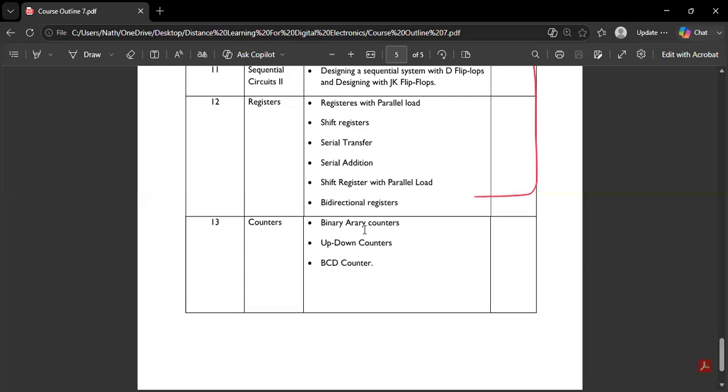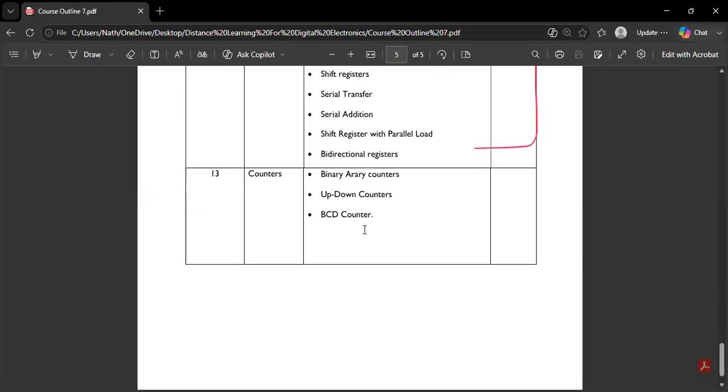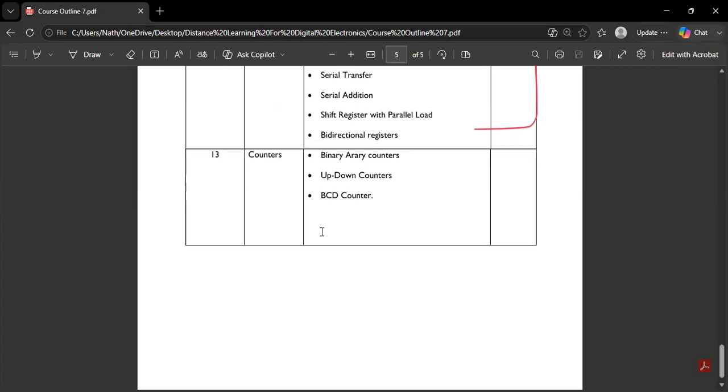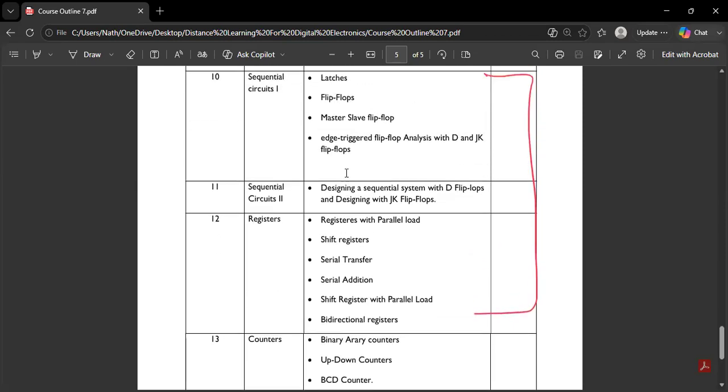We have the binary ripple counters. Then we have the up and down counter. That one does counting from the higher number towards the lower number. Then we look at the BCD counter. Basically, a BCD counter means that when the counter reaches the binary number 9, it must add a logic gate to it. Then it reverts back to the starting point. So that's basically what a BCD counter is.